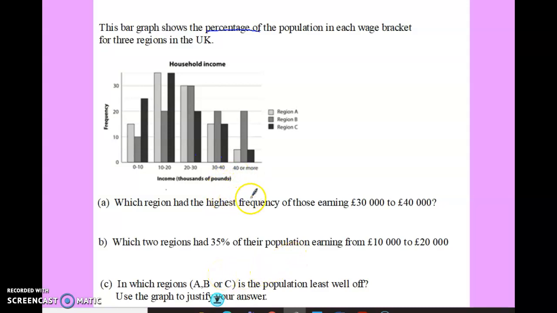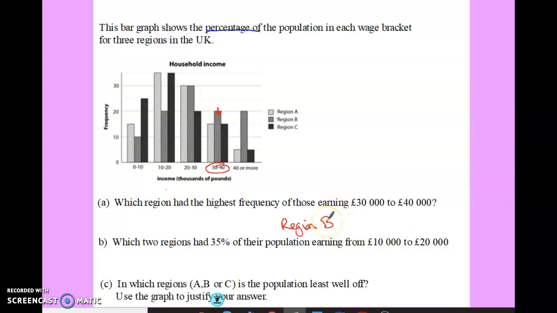Okay, so which region had the highest frequency of those earning 30 to 40? So earning 30 to 40 is here. So we're looking for one which had the most. The one which had the most is this middle one here. The middle one is region B. Answer for that one would be region B.